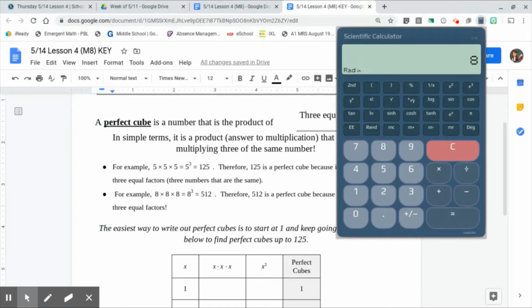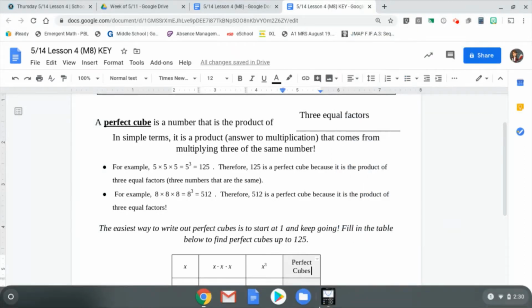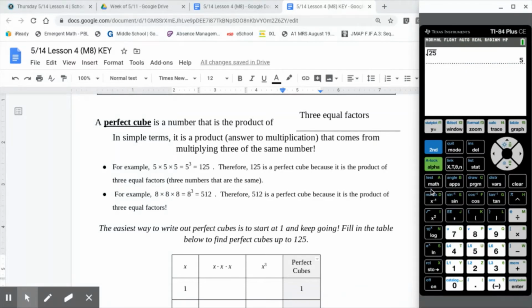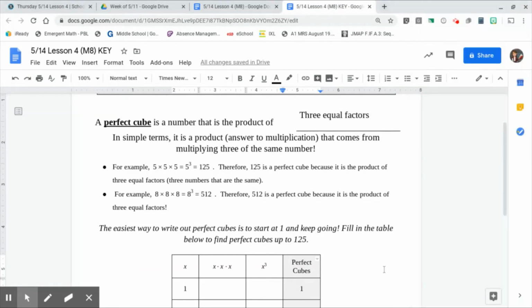A reminder for our graphing calculator folks, you go to the math button, scroll down to choice 4, or just press the number 4, and we're trying 512, and we get 8. If you get an irrational number, that means it is not a perfect cube. You can still take the cube root of other numbers, it just is not pretty.